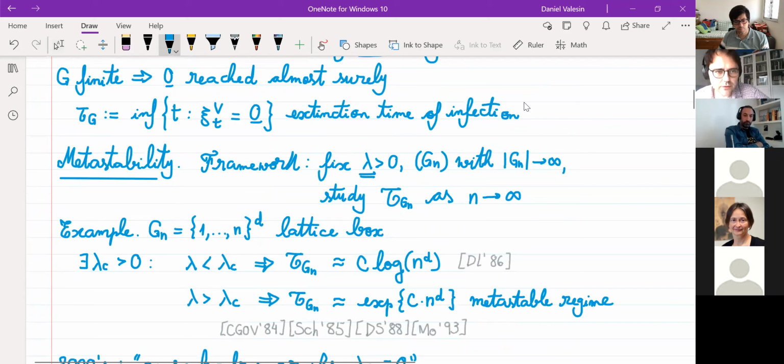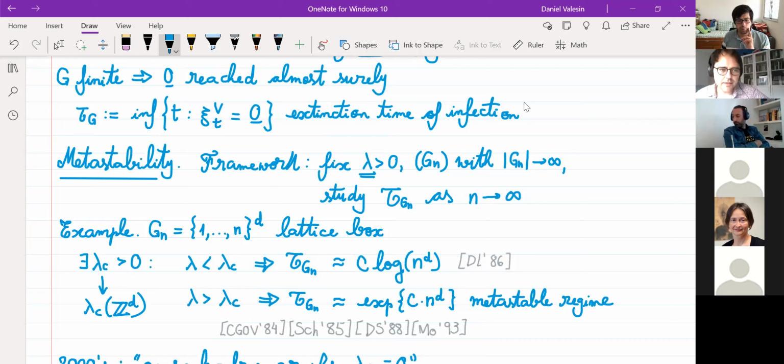So in the case where Gn is this lattice box, one box of Z^d with side length n, there is this change of behavior. There is a critical value of the infection rate, lambda c. And by the way, for people who know, this is of course the same as lambda c of the infinite volume contact process, but I haven't defined that here, but never mind that.